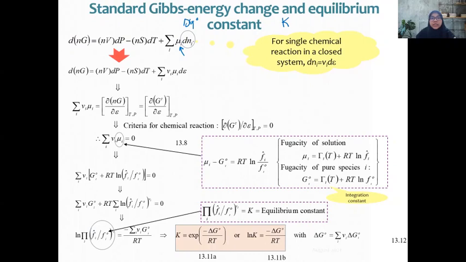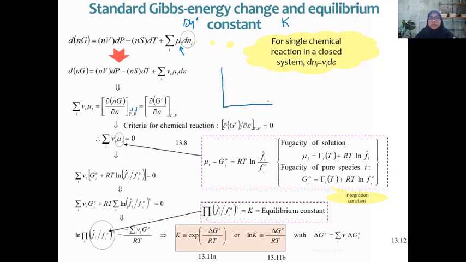By replacing the delta of the number of moles with the stoichiometric number and the delta reaction coordinate, we have another expression. And at constant temperature and pressure, we can relate the change of Gibbs energy to the change of reaction coordinate at constant temperature and pressure.